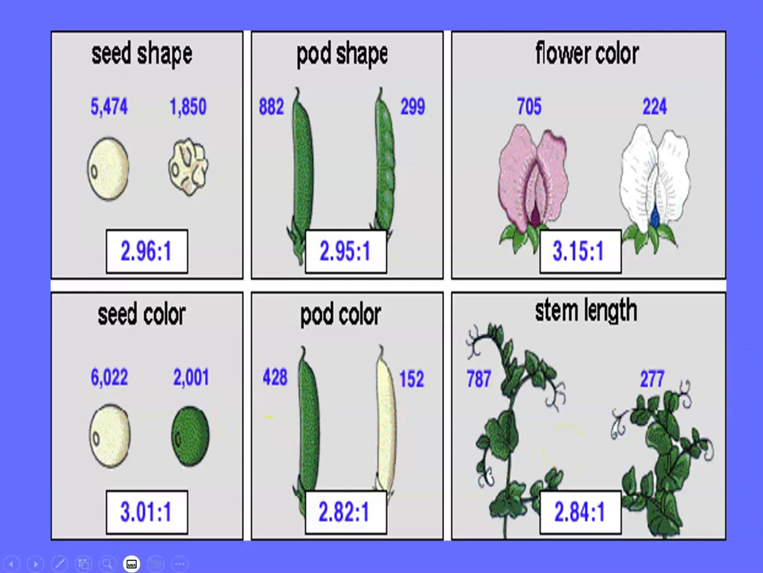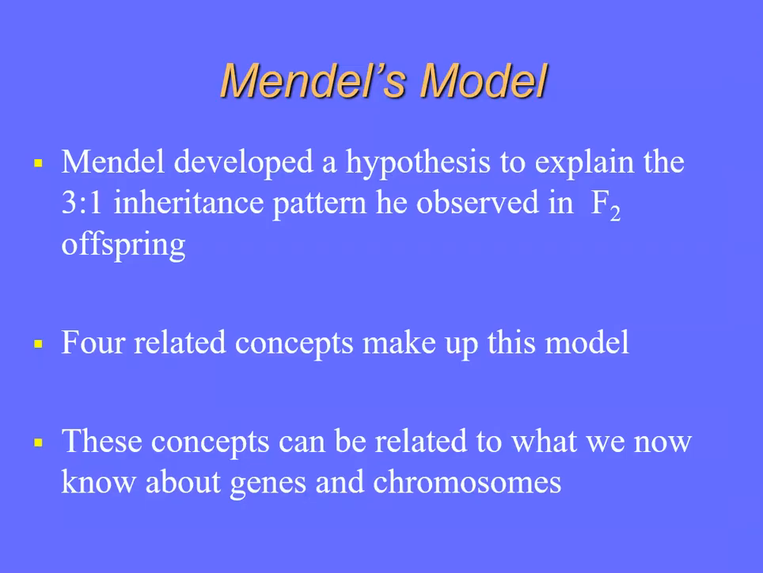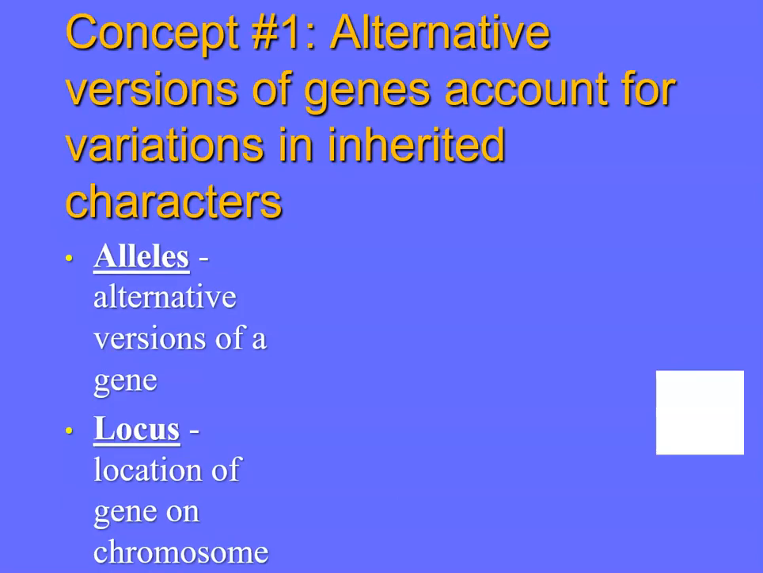So from these 2 experiments, Mendel arrived at some conclusions that comprise his model and ultimately his laws. So he developed a hypothesis to explain the 3-to-1 inheritance pattern that he observed in the F2 generation offspring through a 4-part concept model. And these concepts are still used today to explain what we know about genes and chromosomes. Let's take a look at those 4 concepts that make up Mendel's model.